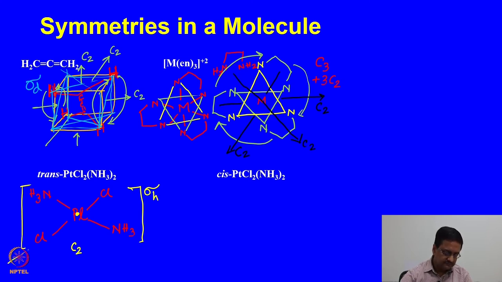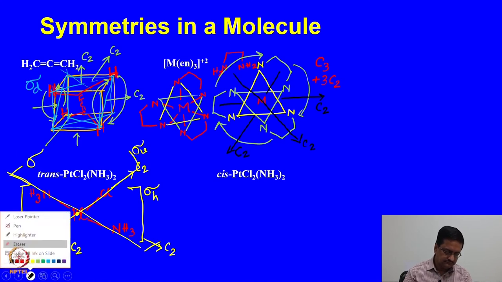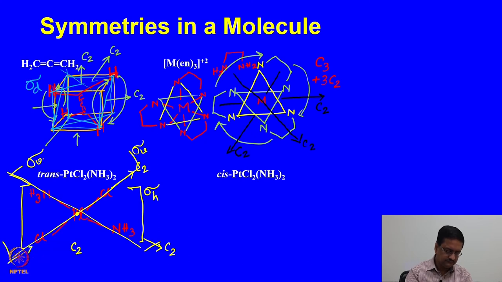What else you have? It has two more C2s which are going like that, and this. What else? This is a mirror plane. That is also a mirror plane, and these contain the C2s, so it is sigma V. Let us see the other molecule. Here it is cisplatin.